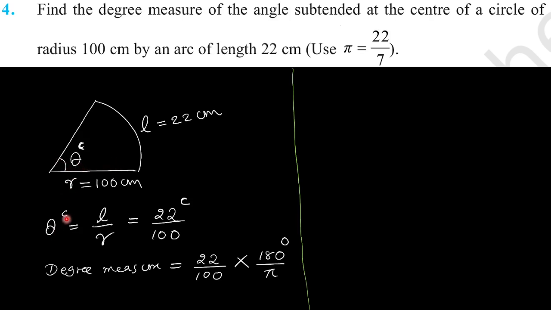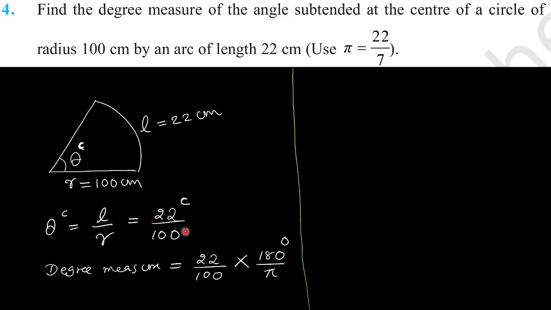The center angle in radian measure, we have a formula. I think you again forgot this formula. The radian measure of the center angle is given by L by R. Please remember, never forget it. So L by R will be 22 by 100. This is the center angle in radian measure. Understood? Clear? Yes, sir.